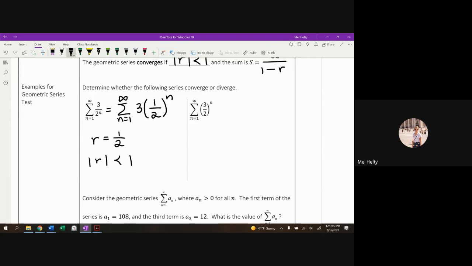So a lot of our proofs are going to be talking about what's the number we care about, why do we care about it, and then what's our conclusion. Since this absolute value of R is less than 1, we converge by what test? The geometric series test. So just like MVT, IVT, L'Hopital, we're going to name a test here.